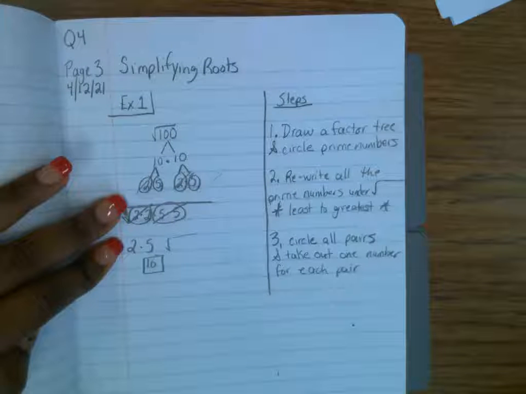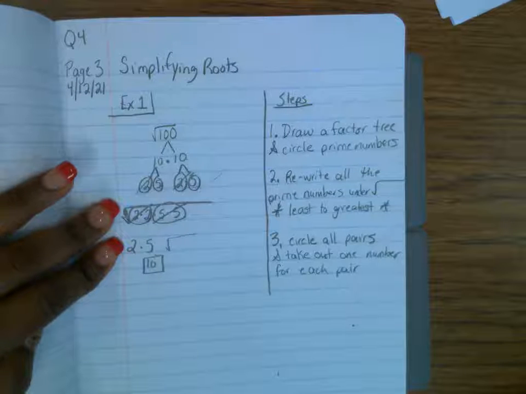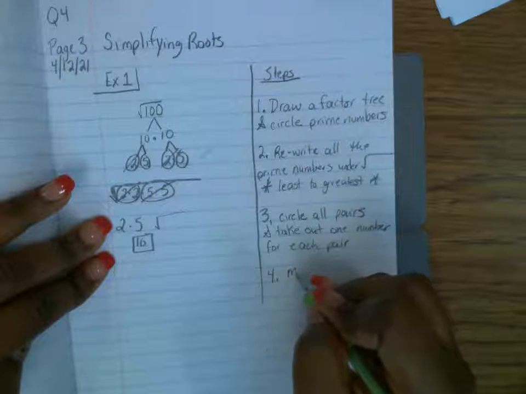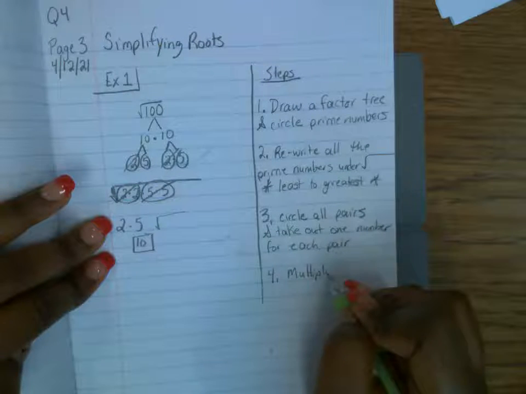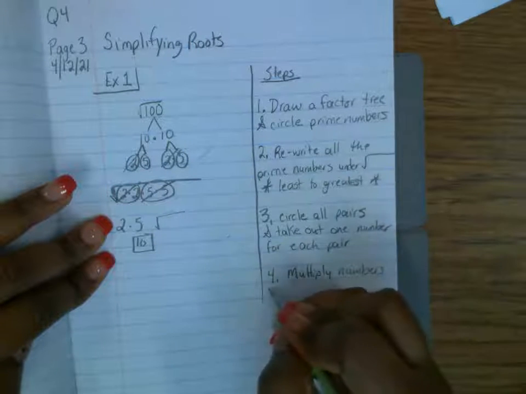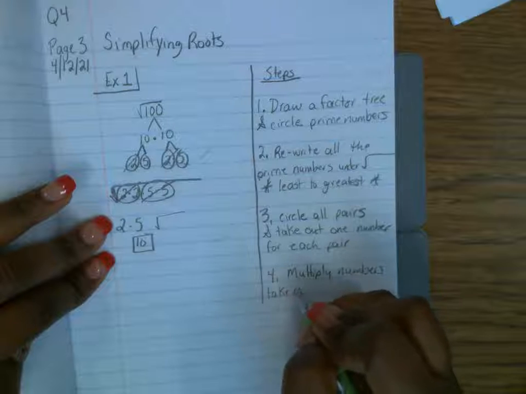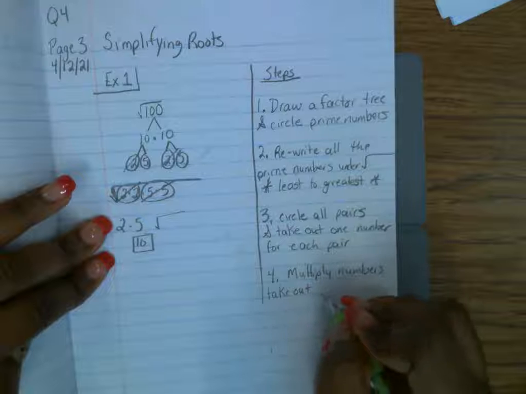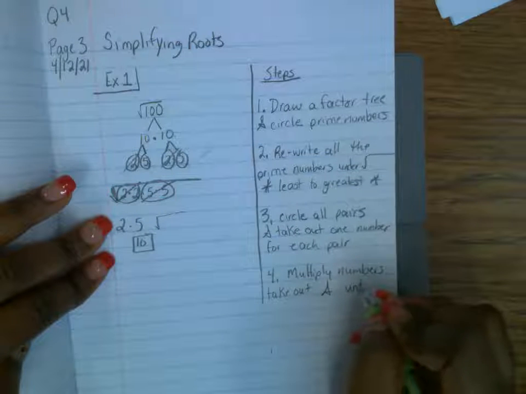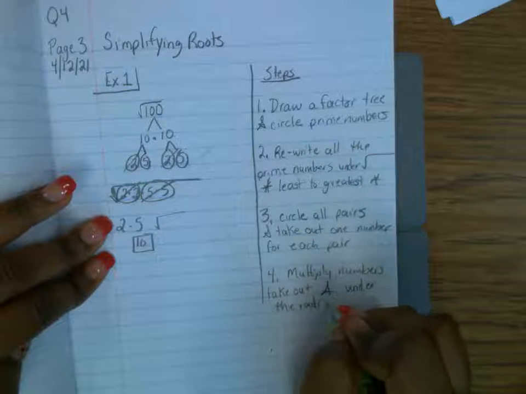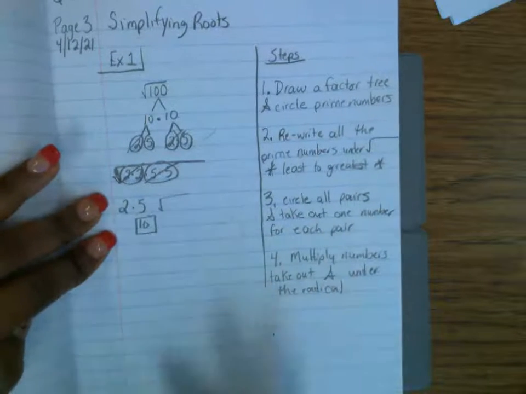Okay. I'm going to pause, give you a chance to write. I see a couple people still writing. All right, so in the last step, number 4, you're going to multiply the numbers that you take out from under the radical. These numbers right here, you're going to multiply them together. Then you're going to also multiply the numbers that are under the radical. And I shorthand, I didn't write a complete sentence. I just shorthand this, okay?